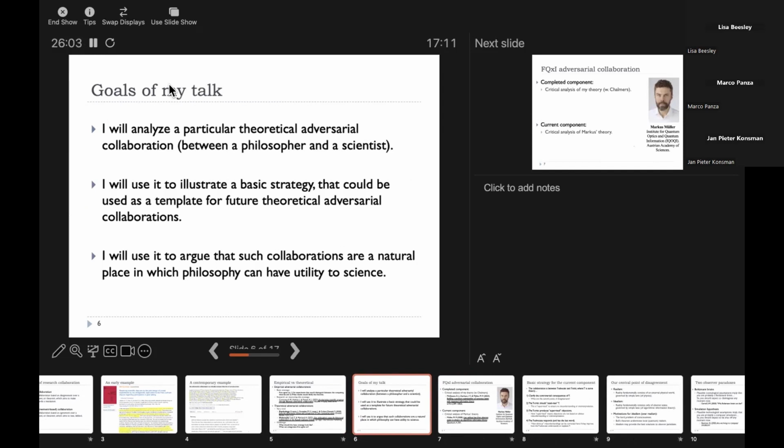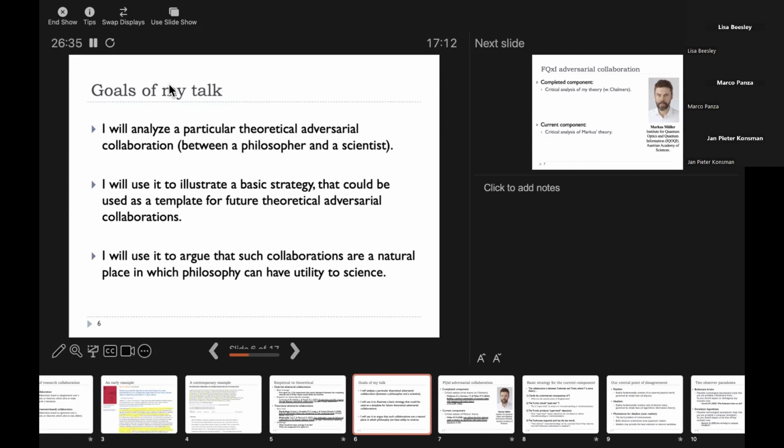Right. Okay, so there are 3 goals that I'm going to set for myself and try to achieve here. I'm going to analyze a particular theoretical adversarial collaboration that's between a philosopher and a scientist. And spoiler, I'm the philosopher. I'm then going to use it to illustrate a basic strategy that could be used as a template for future theoretical adversarial collaborations. And I mean that. I want to put forward a template that others could follow. Other theoreticians where there's no straightforward experiment that can resolve the debate.